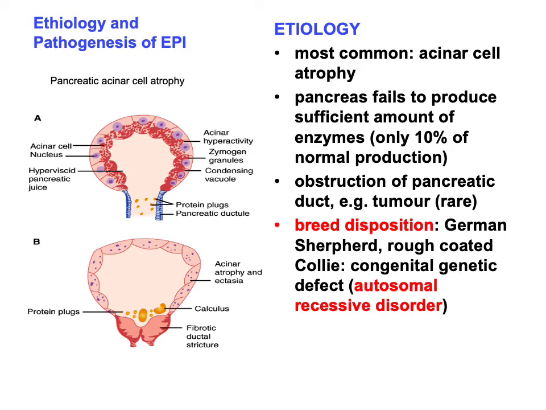Here you can see on the left acinar cell atrophy, and also a failure of the production of enzymes, only 10% of the normal production, and we have to mention also that obstruction of the pancreatic duct caused, for example, by a tumor can occur. We have also a breed disposition: German Shepherd, some collies with an autosomal recessive disorder.